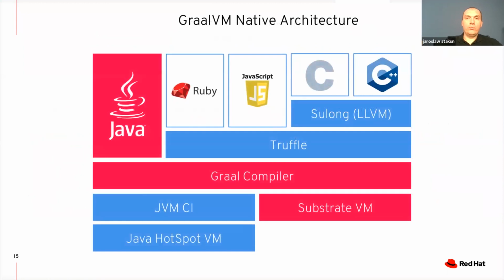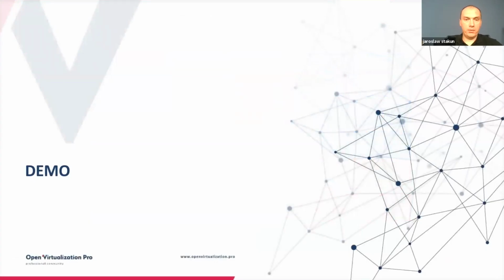In order to build a native image, we leverage GraalVM. Basically, we leverage two components: the GraalVM compiler, which builds the code, and also Substrate VM, which generates for us the native images, the native executables that contain the compiled Java applications. Okay, so I guess we can have a demo right now. Yeah, so now is exactly the time for a demo.